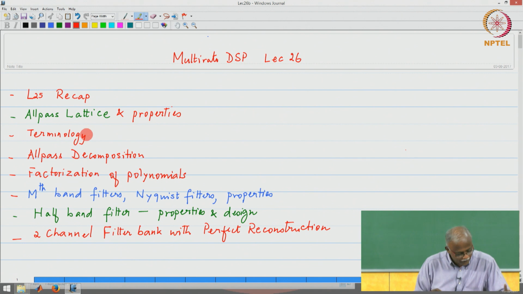We have also introduced some terminology: a bounded transfer function, a bounded real transfer function, lossless transfer function, lossless bounded real, and power complementary transfer function. So again, these are all going to play an important role.